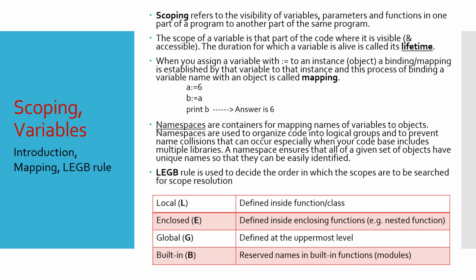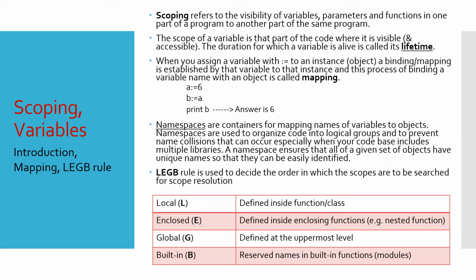So namespaces are containers for mapping names of variables to objects. What does that mean? When you are mapping any variable, it has to be stored somewhere. It needs a space in the computer memory, and that space is called a namespace. And namespaces also help to logically group things, meaning they are used to organize code into logical groups and also prevent name collisions that can occur, especially when your code base includes multiple libraries.